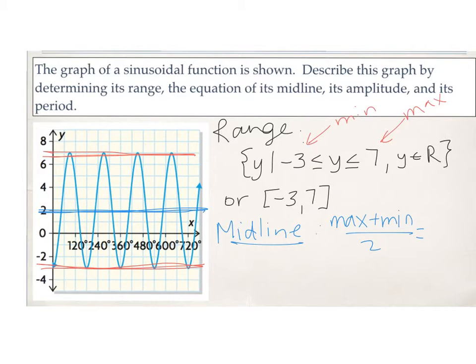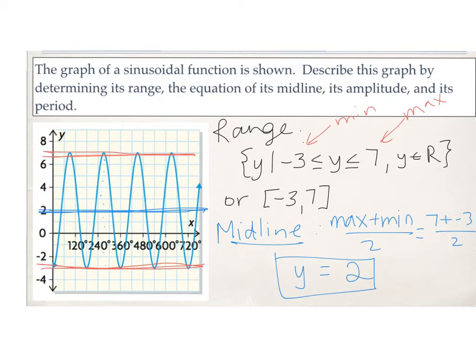Be careful, be sure. Count. Because it's 1, 2, 3, 4, 5. 1, 2, 3, 4, 5. So it's 2. But this equation always works, because some people have a lot of trouble with that. So if I go 7 plus -3 divided by 2, that's 4 divided by 2, which is 2. So the equation of the midline is y equals 2. So that's what I'm looking at there for midline.